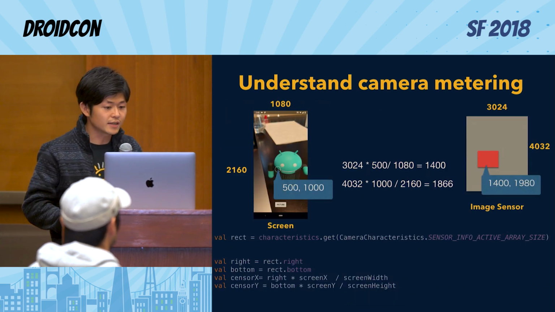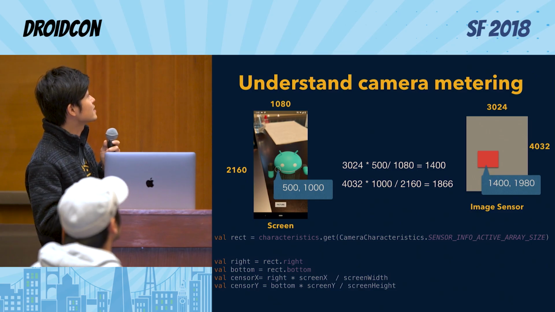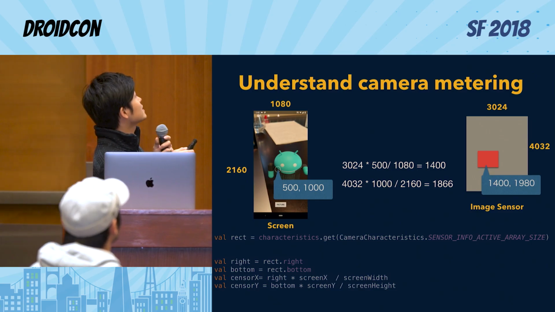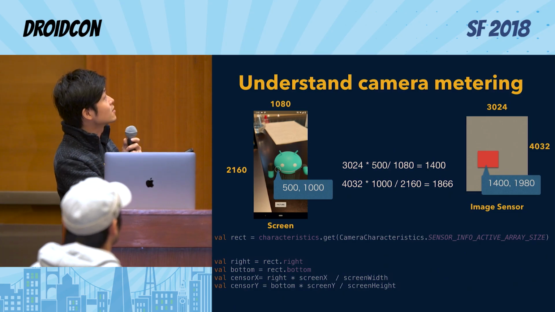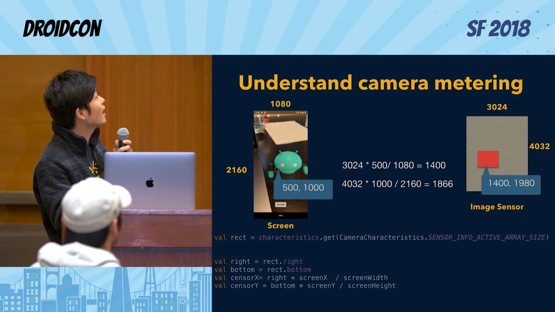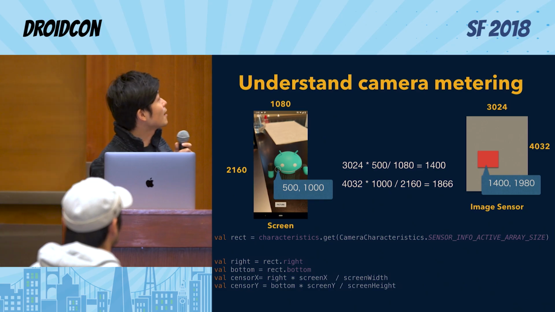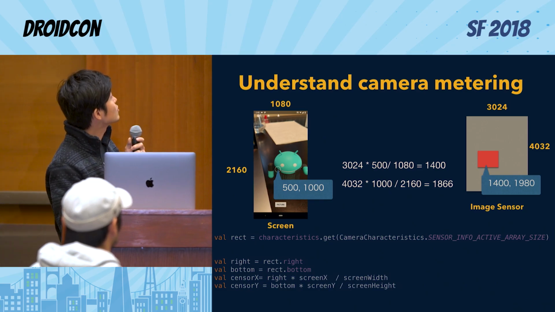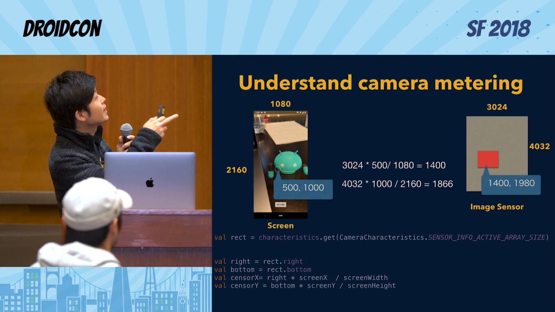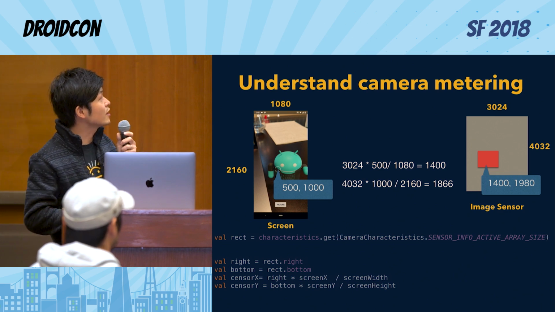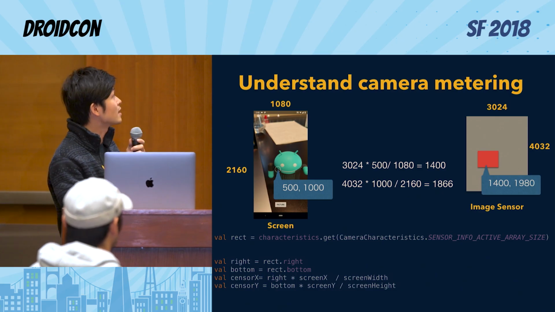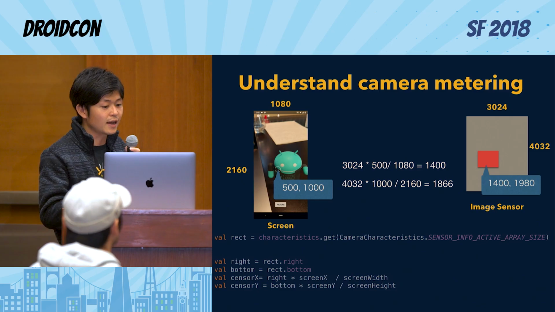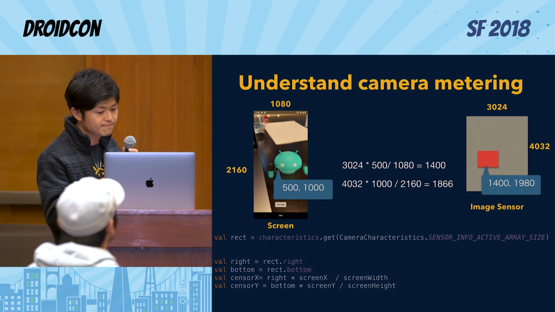And also you need to know that the world of image sensor and screen is slightly different, because when you tap the screen like 500, 1,000 part, in the sensor, it's not that, it's actually different. So you need to adjust the size. To get the actual place in the image sensor, you can use the sensor info active array size. Using this, you know which part of the sensor you're touching on the screen, and then you can make an adjustment for it.